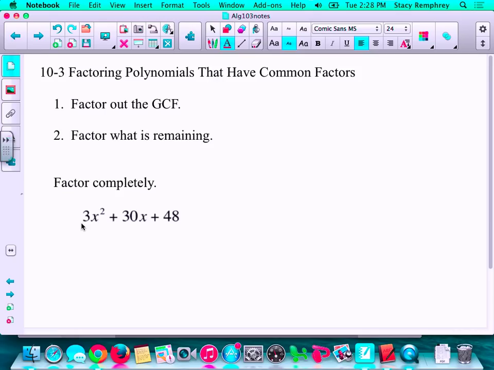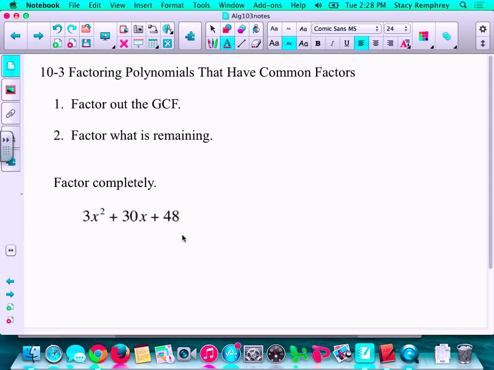And basically what we're going to do is take those two ideas of those slides and combine them together. So if we had to factor out 3x squared plus 30x plus 48, we could do that with the box, but there's a lot of combinations that multiply to be 48. So we're going to look to factor completely.